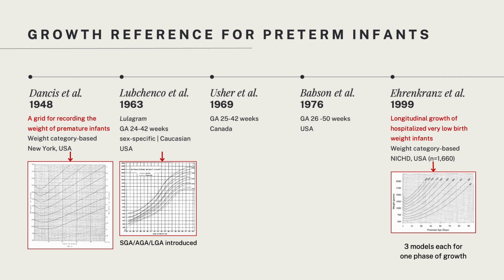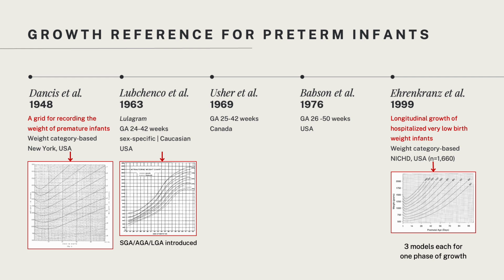In 1963, the Lubchenco charts were published. These were a set of sex-specific intrauterine growth charts covering birth gestations between 24 and 42 weeks. Dr. Lubchenco was the first to introduce the terms SGA, AGA, and LGA for risk stratification.